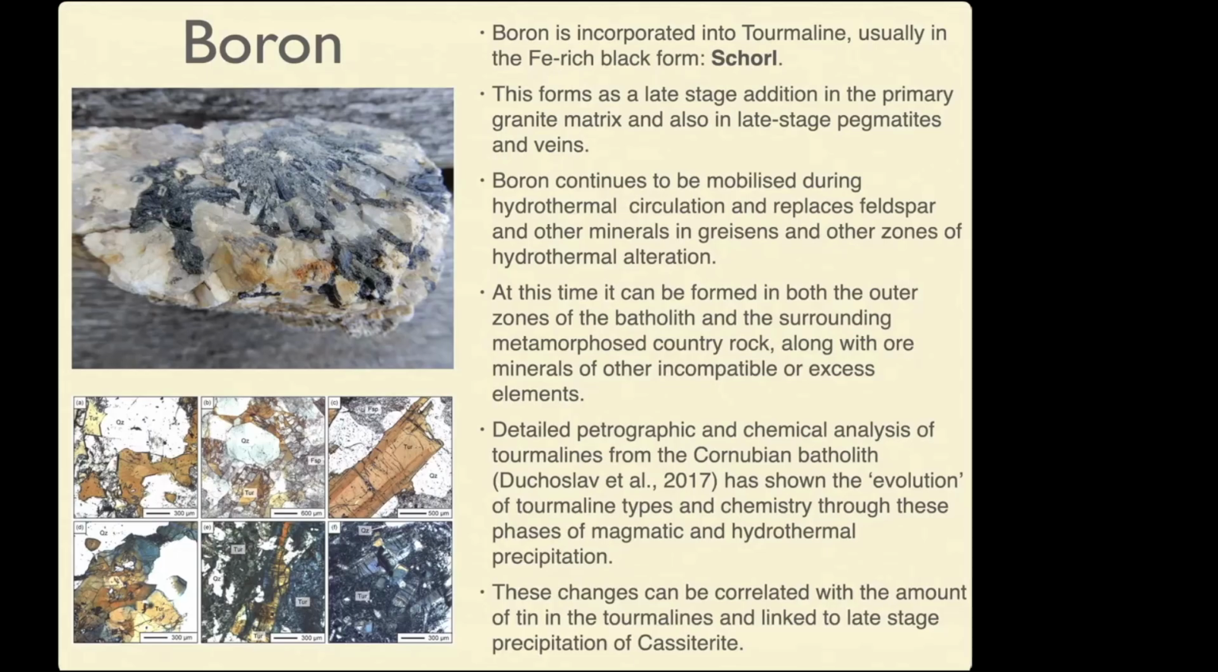Now, what they've done with these sorts of things is they've looked at the petrographic and chemical analysis of tourmalines from the Cornubian batholith and worked out that there is an evolution of types of tourmaline. And they change their chemistry through time. And that can be related to the amount of tin associated with them. So what you get is high temperature ones and then slightly lower temperature ones. And you can relate the amount of different types of tourmaline to the amount of cassiterite.